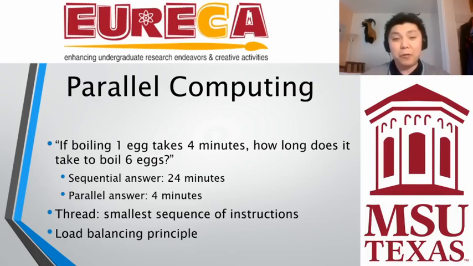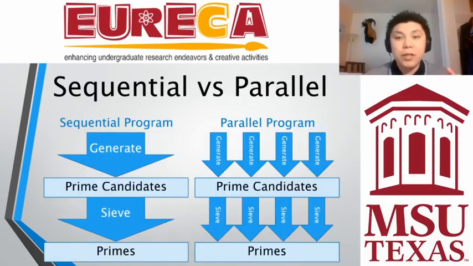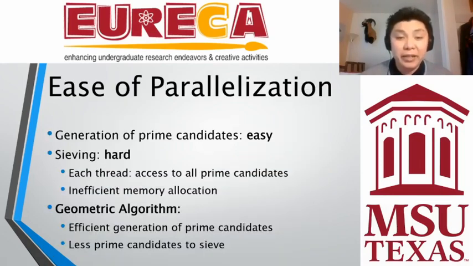So how do I apply parallel computing to my algorithm? Here's the diagram. For the sequential program, it generates all prime candidates, then it sieves to get all primes. For the parallel program, threads are assigned to generate prime candidates all at the same time, then threads are assigned to sieve to get primes all at the same time. Now let me explain that there are 2 processes for this part. The generation of prime candidates is easy to parallelize, whereas the sieving part is hard to parallelize.